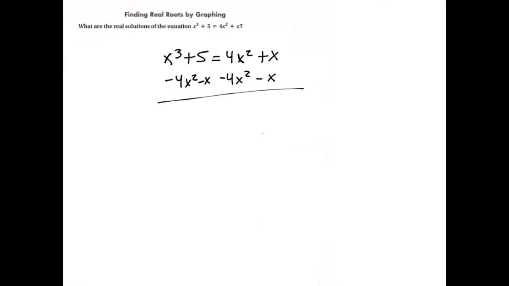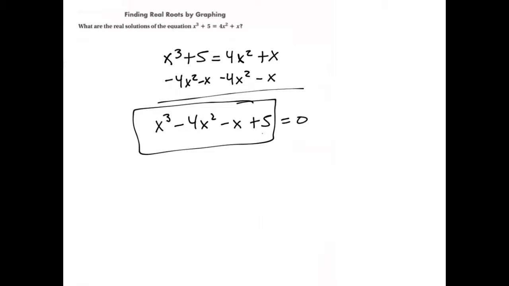Here we want to talk about finding the real solutions of an equation by graphing. So first, let's get this set equal to 0 just to make things easier. So we've got x cubed plus 5 equals 4x squared plus x. We're going to bring everything over to the other side. So I'm going to subtract 4x squared, subtract x. So we've got x cubed minus 4x squared minus x plus 5 equals 0. All right, so now this is what we want to graph.